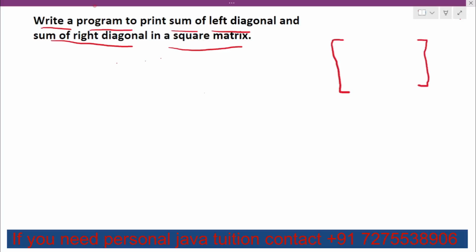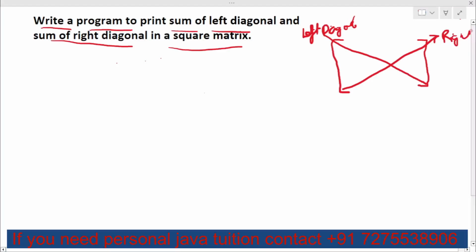Then what is the left diagonal here? The elements which lie on this line which I drew are called elements of the left diagonal. And these elements which lie on this line are called right diagonal elements.